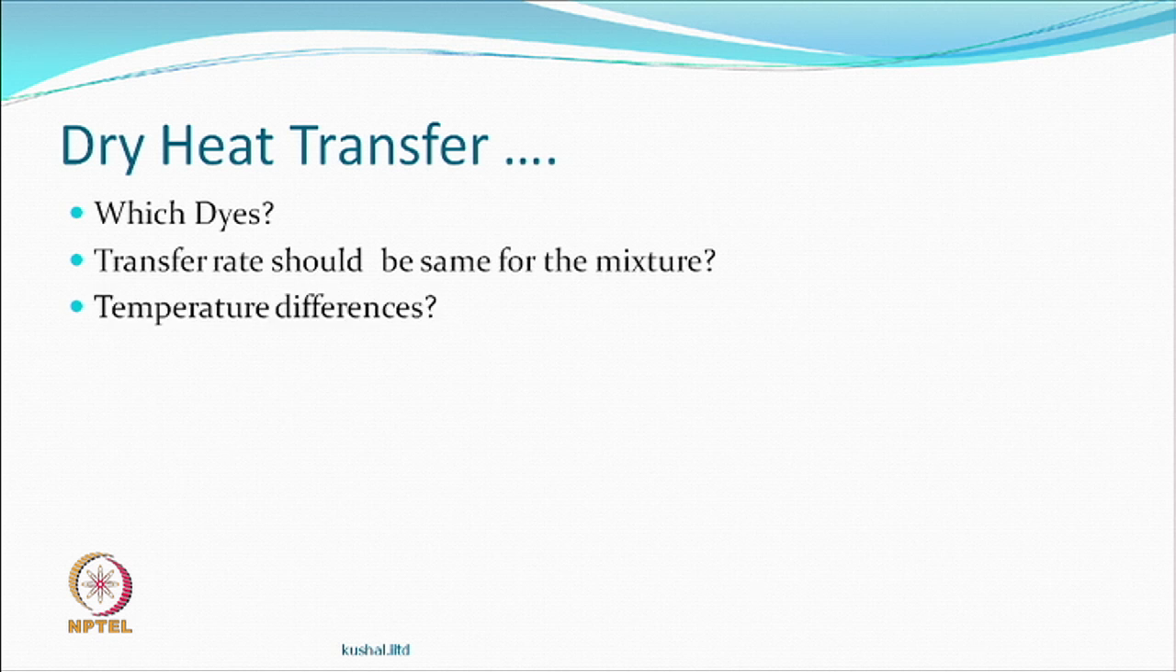The temperature where a reasonable amount of sublimation takes place may be different for different dyes. That also must be checked. So, one is the transfer rate, the other is that the temperature at which the maximum rate is obtained should also be approximately the same, because you invariably would not be varying the temperature during the transfer. You will use one particular temperature, could be 180 degrees or 200 degrees centigrade. Therefore, the dyes must be compatible in that manner.